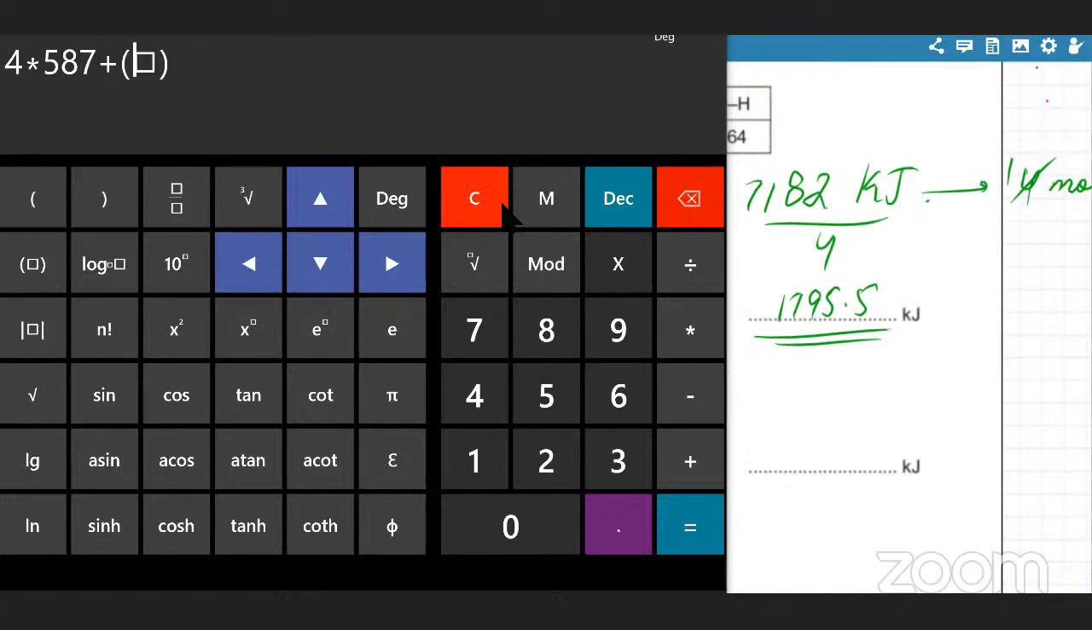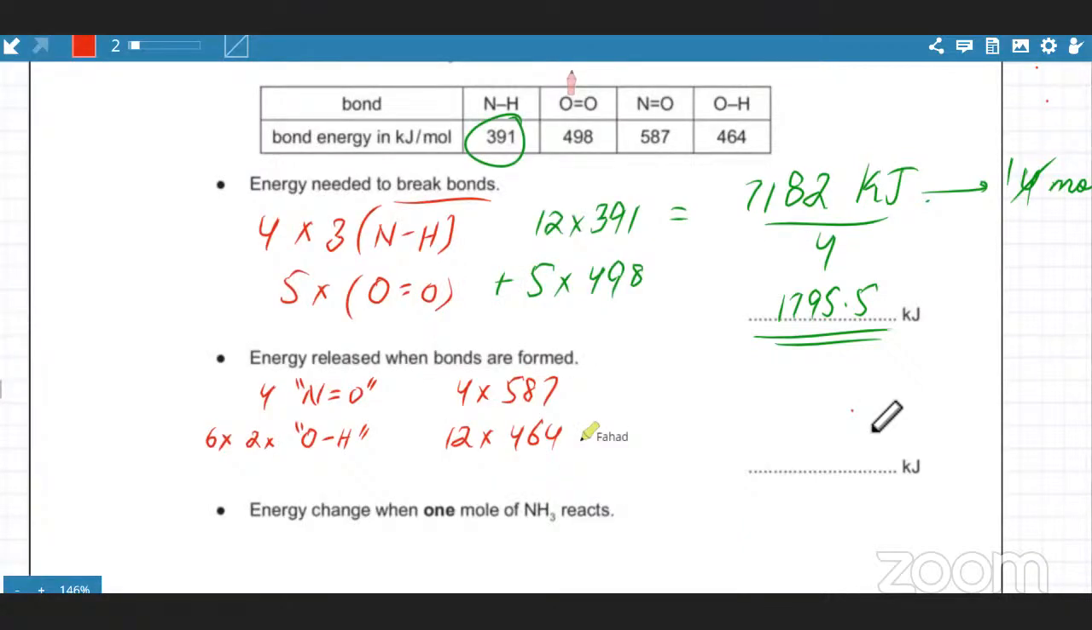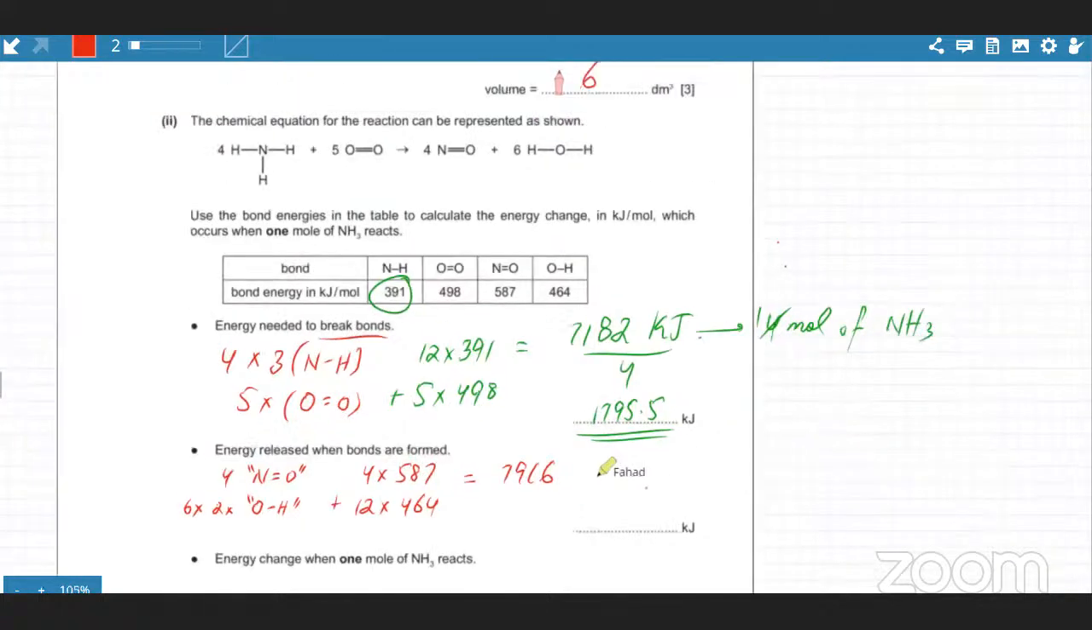Plus, it's going to be 12 times 464. So 4,587. So this is 7916. So it's 7916. And now the thing is, it's 7916.